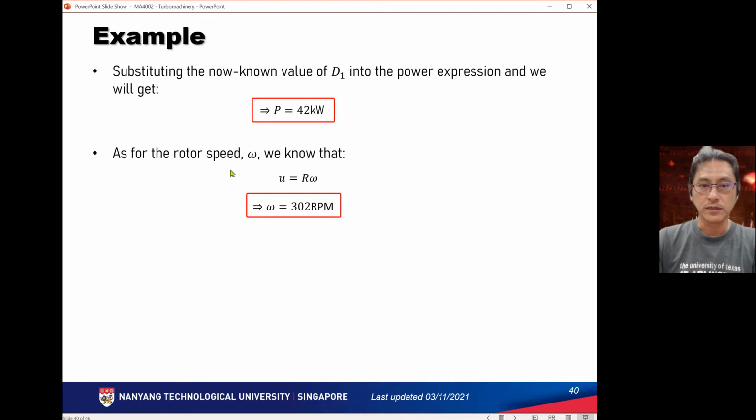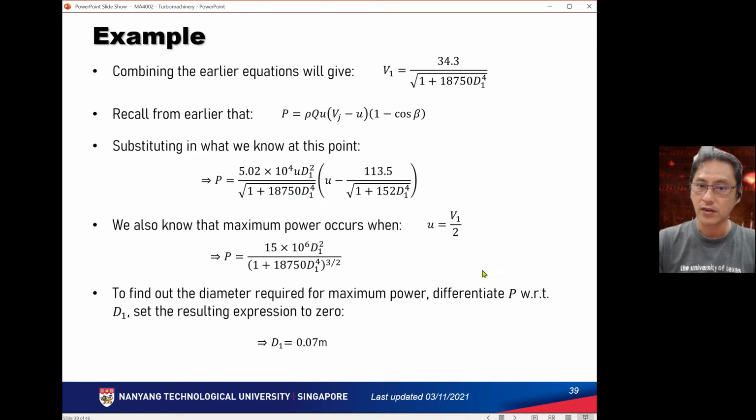And how about the rotor speed? Well, if you want to find out rotor speed, hopefully you guys will remember the tangential velocity formula, which states that tangential velocity U is nothing but the product of R and omega. Since we're interested in finding out what's omega, shuffle the terms around, and we're going to get omega equals U over R. We certainly know what's R because it's given in the figure. But how about U? Hang on.